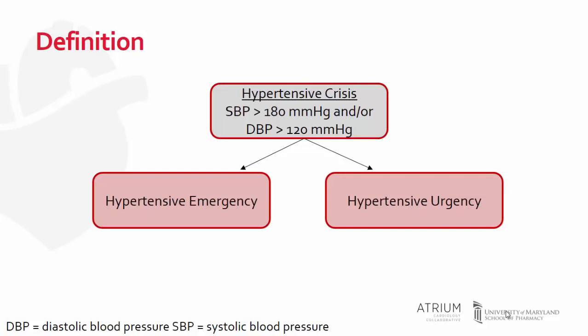And this includes reinitiation of medications, and this is because one of the more common causes of a hypertensive crisis is noncompliance with medication, or patients can have their medications further titrated or new medications added to achieve blood pressure goal.